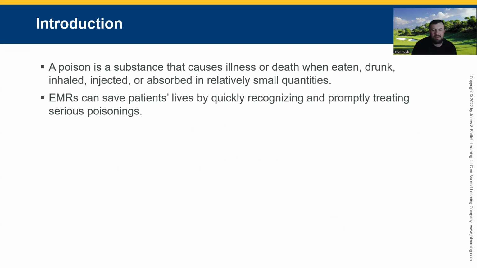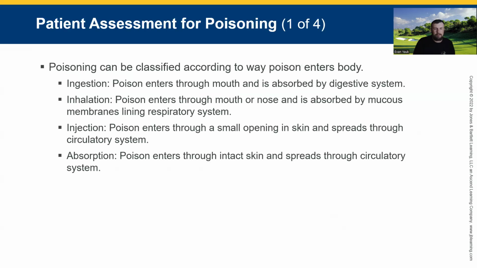So a poison is a substance that causes illness or death when it's eaten, drank, inhaled, injected, or absorbed, and it can only take small quantities and still be very dangerous. EMRs can save patients' lives by quickly recognizing a problem, along with anything else that we've talked about. Recognition is one of the very first things we do. In case you guys haven't caught on yet, we are going to do patient assessments on every single patient. It's every single patient, no matter what's wrong with them. We do a patient assessment.